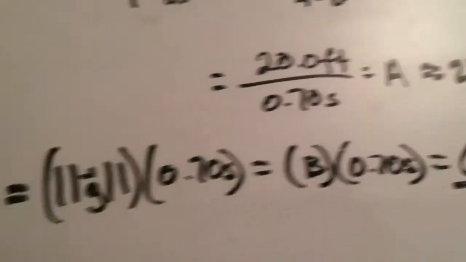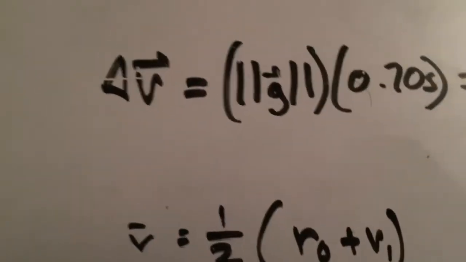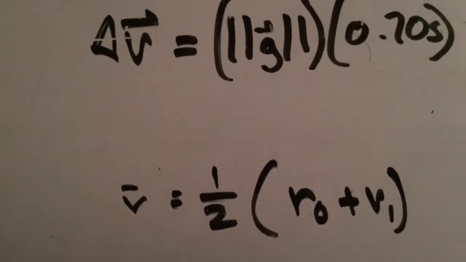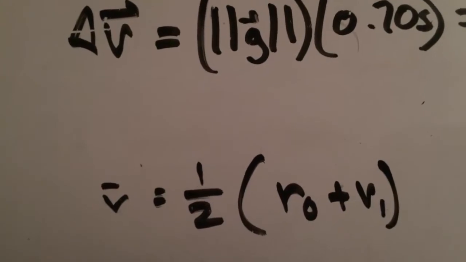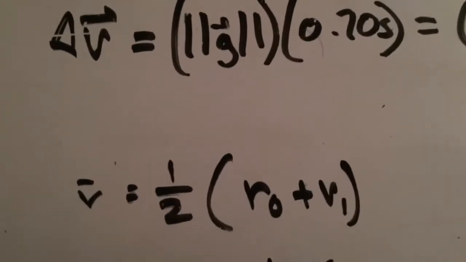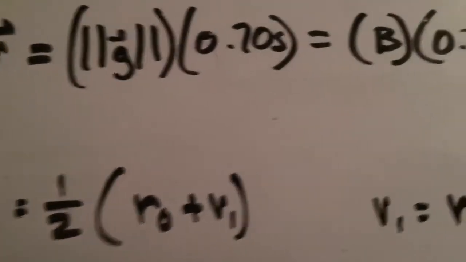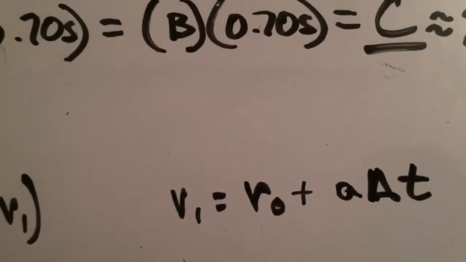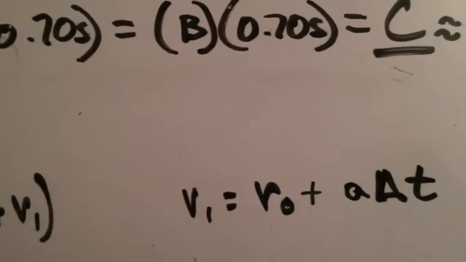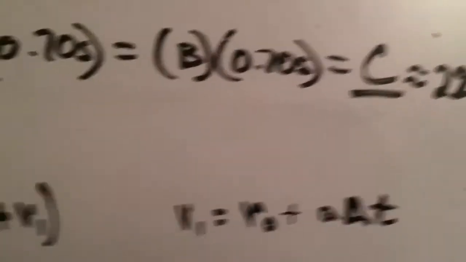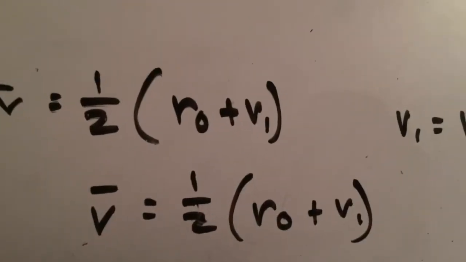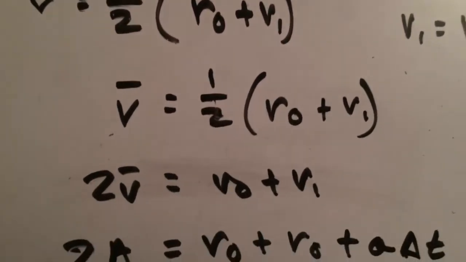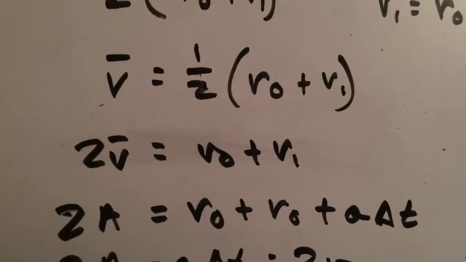Now we are going to find what our initial velocity is. So we have our average velocity formula, which is one half times the initial velocity plus the final velocity. We have our final velocity formula, which is our initial velocity plus acceleration multiplied by delta t. Writing these equations, simplifying and solving, we want to solve for initial velocity. We get this step by step.